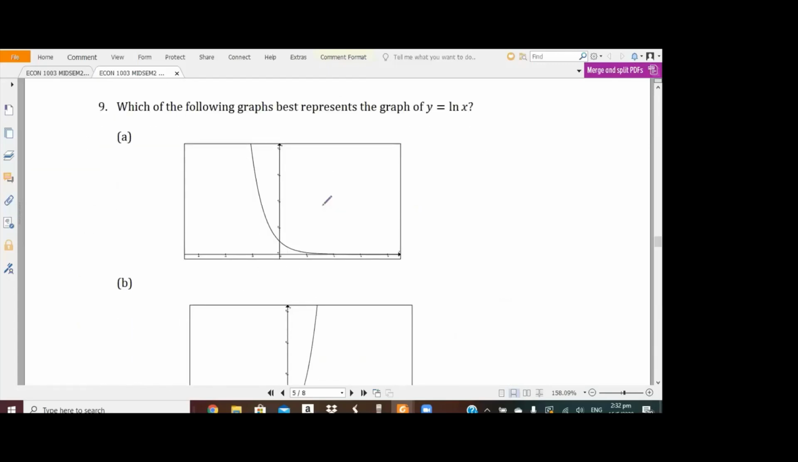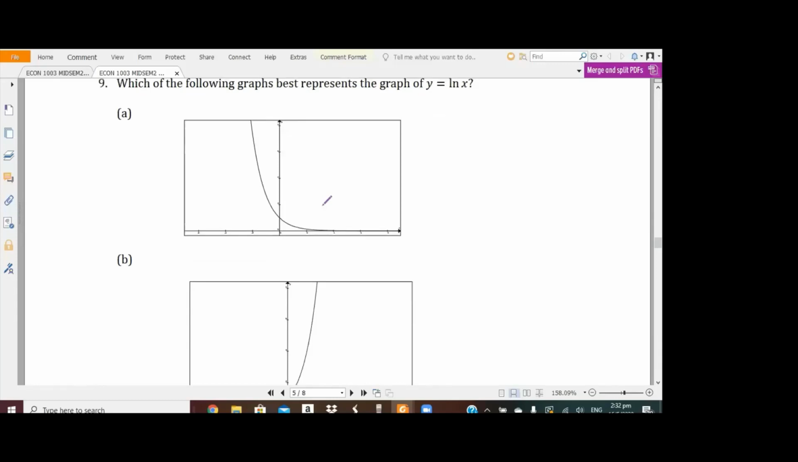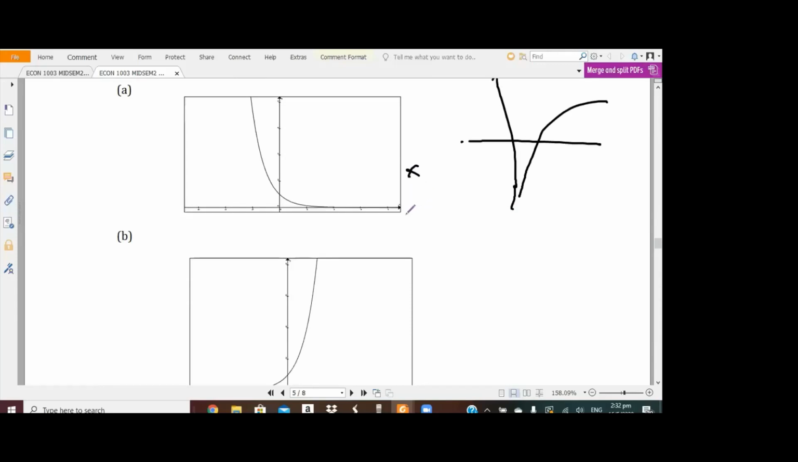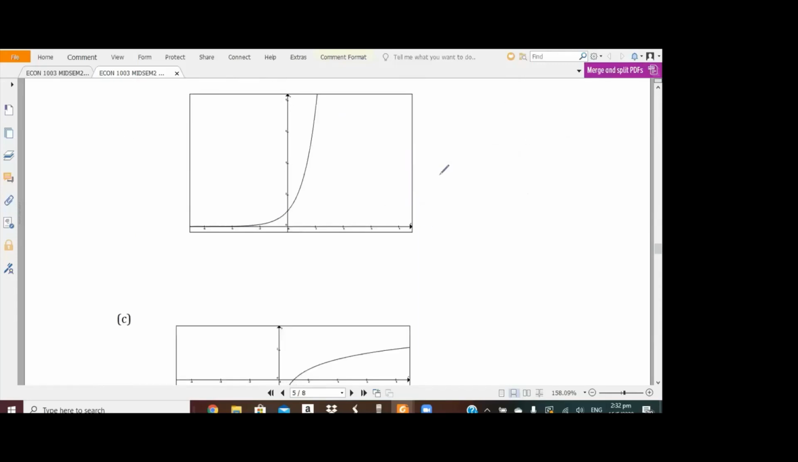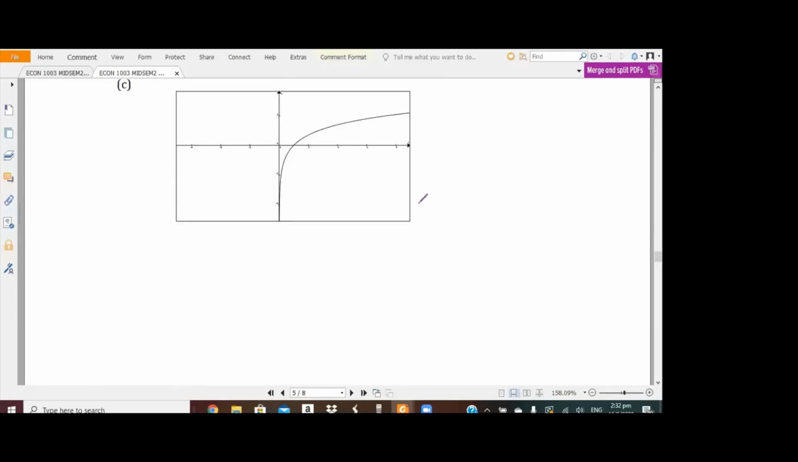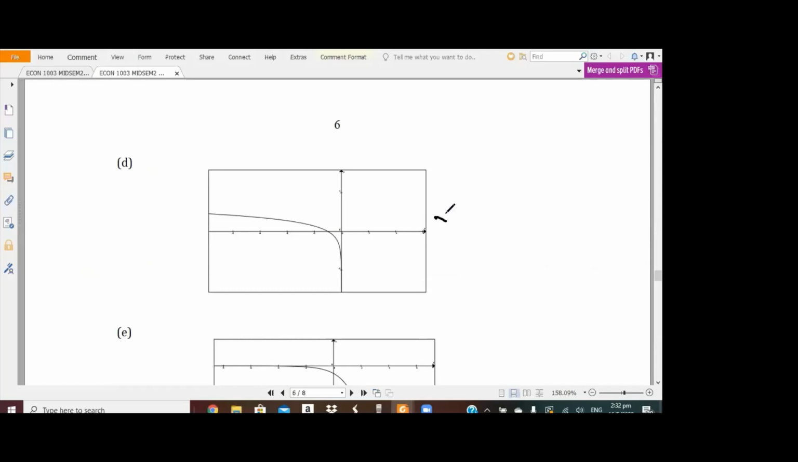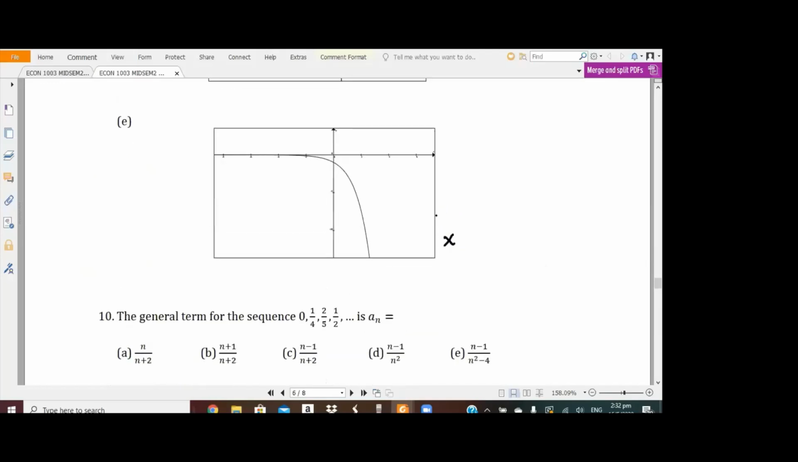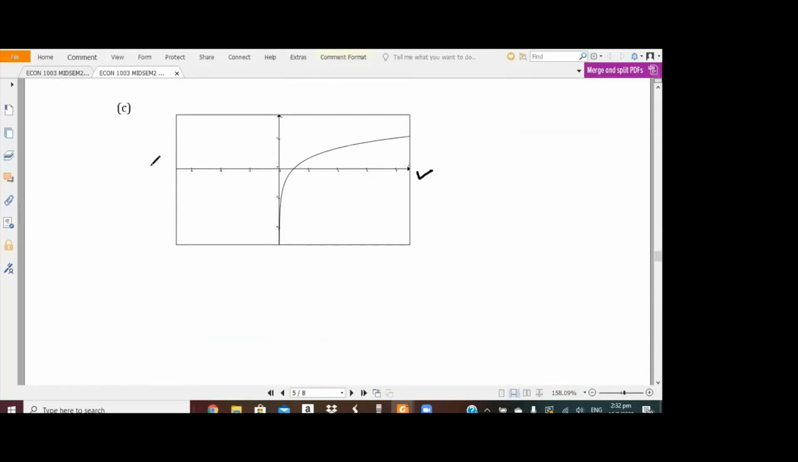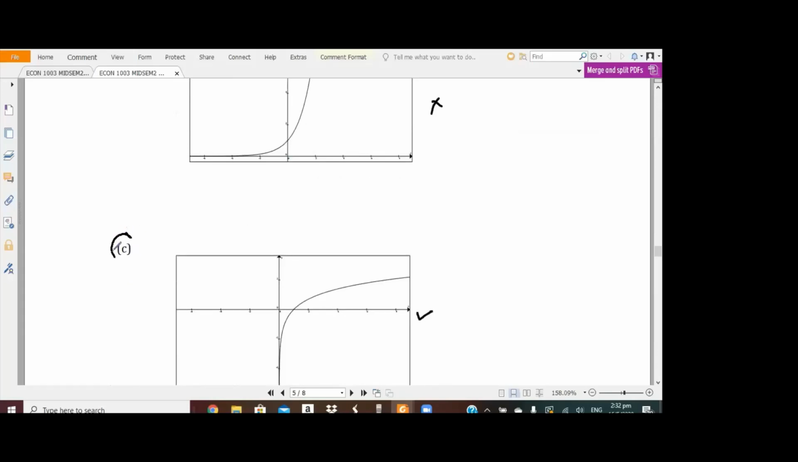Which of the following best describes the graph of y equal ln x? I already know how the y equal ln x graph looks. We draw it in the first one. It's always like this, and it is asymptotic to the negative y-axis. So all you have to do is look for which one it is. It's definitely not this. This is y equal a to the x. It's not this one here. It seems like this, but let's double check with all the other options. It's not this, and it's not this. So the only answer here would be, in fact, C.